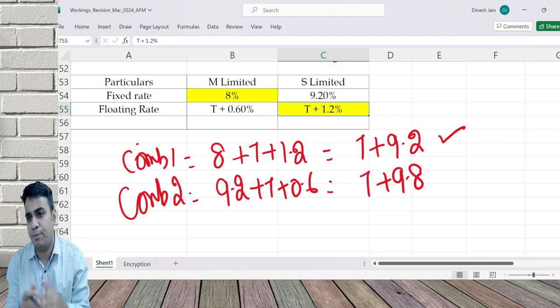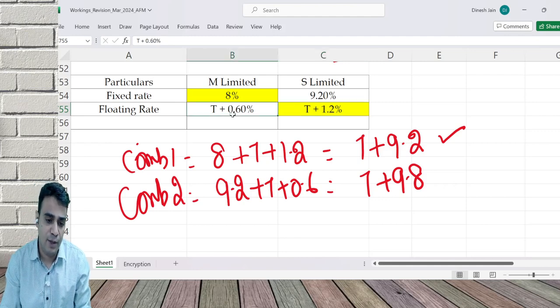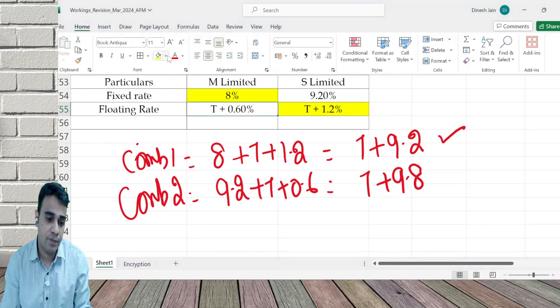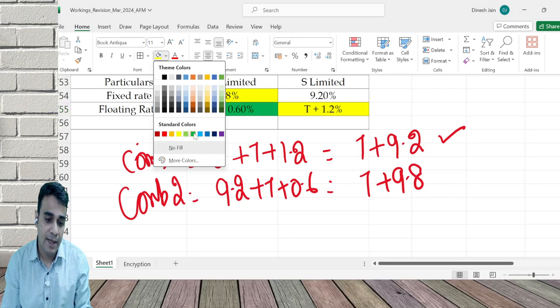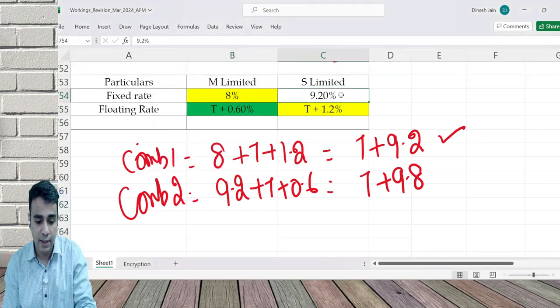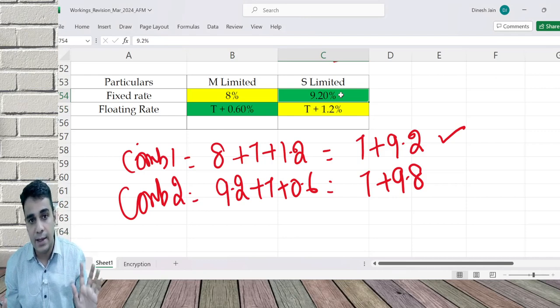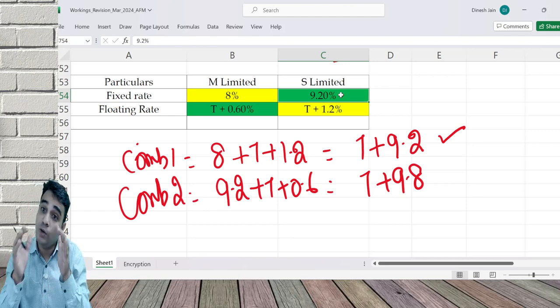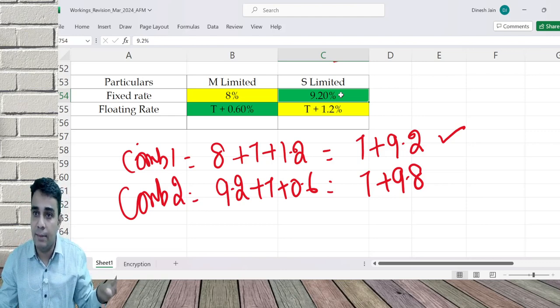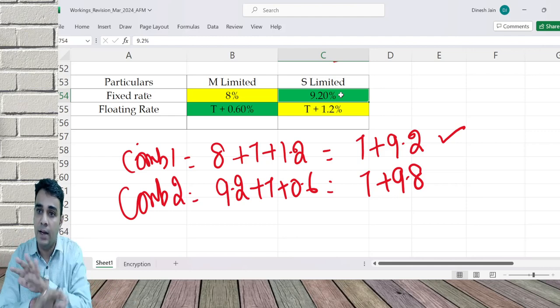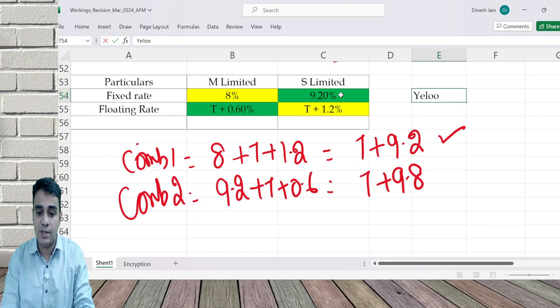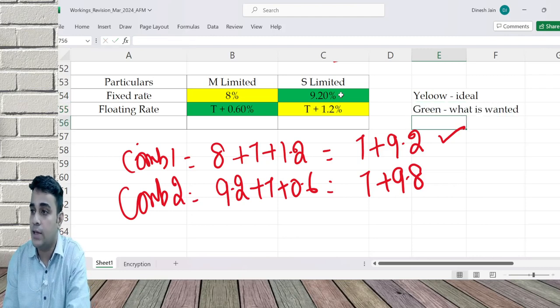Why should I pay T plus 9.8? But now he is saying, no, I don't agree to you. We want this. I am telling yellow is the best one, but he is saying I want the green mix. If this happens, IRS exists. If he wants only the yellow one, it ends there. Yellow is ideal and green is what is wanted.